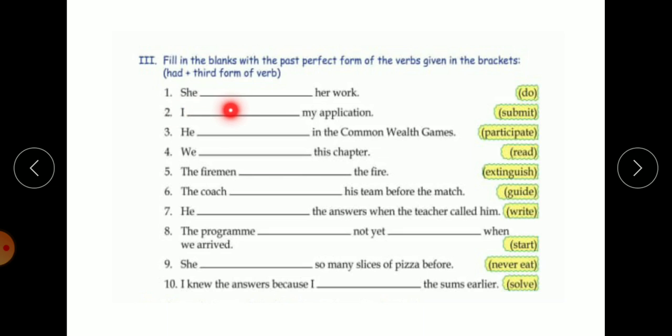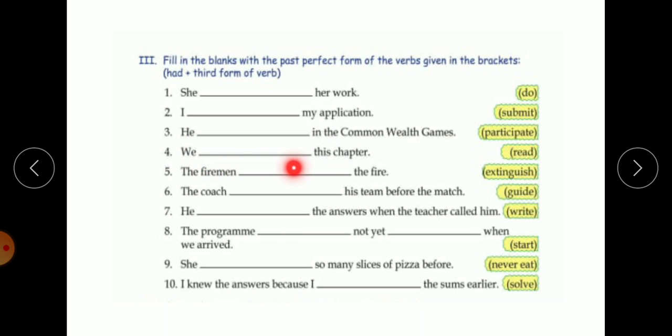So she dash her work, she had done. Do, did, done. Past participle form of do is done. So she had done her work. I had. Submit, the third form is submitted my application. He dash, he had. Participate will be changed to participated. He had participated in the Commonwealth Games.